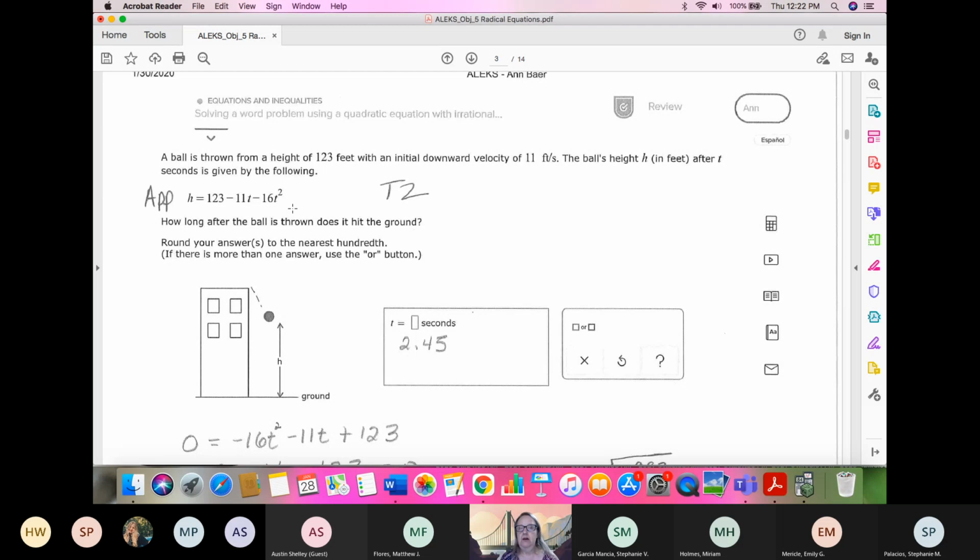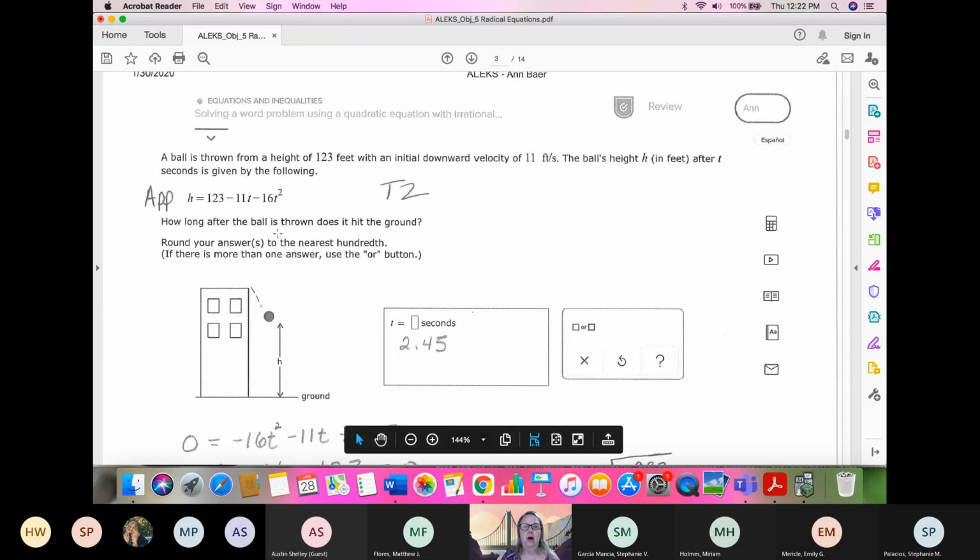So in this time, we don't have an object that's taken off from the ground. We have an object, the ball in this case, that is being thrown off the building. So how many answers are we going to have here? So what do we want to find? How long after the ball is thrown does it hit the ground? Well, this ball, after it's thrown off the building, is only going to hit the ground once. It's not going to hit it twice. So we only have one answer to find here.